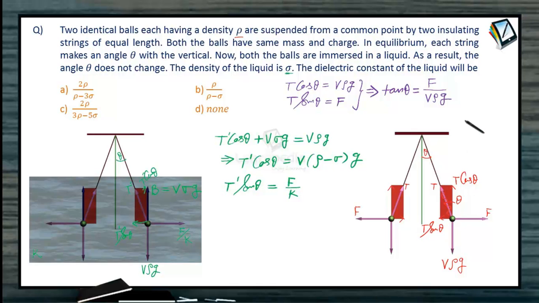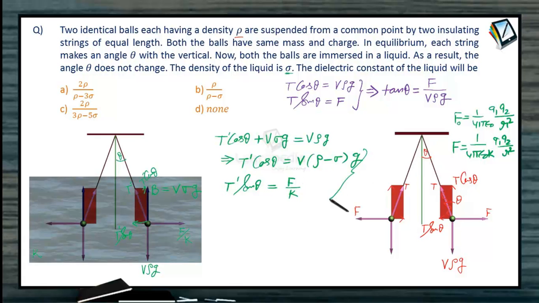As we know, in case of vacuum, the force between two particles is 1 upon 4 pi epsilon naught, Q1 Q2 divided by r squared. In case there is some medium, the same force becomes 1 upon 4 pi epsilon naught into K, into Q1 Q2 divided by r squared, where K is the dielectric constant of the medium. I am not writing the detail of the force because that's not required here. So T dash sin theta is equal to F by K.